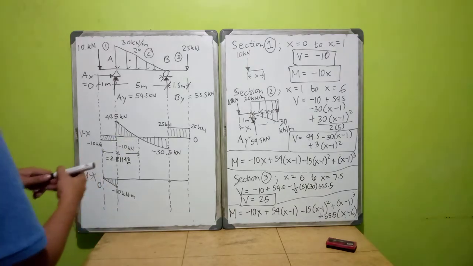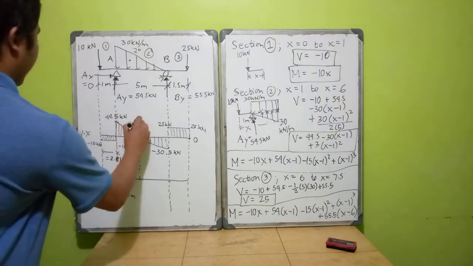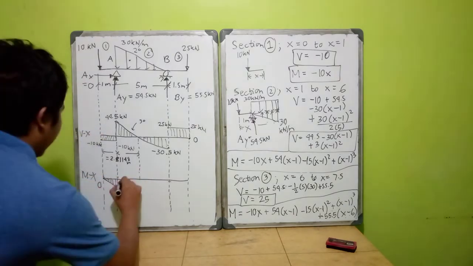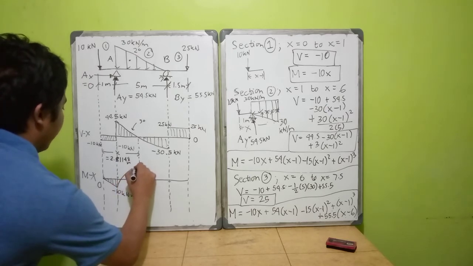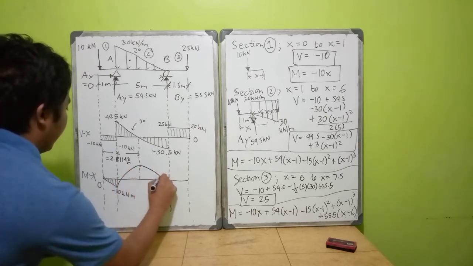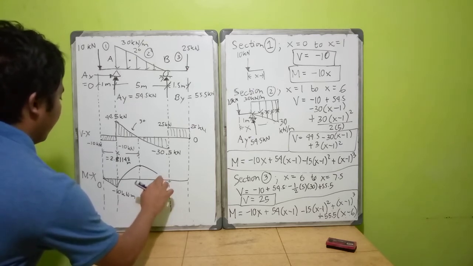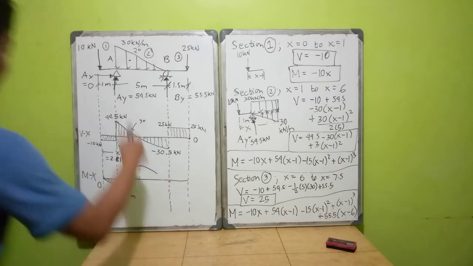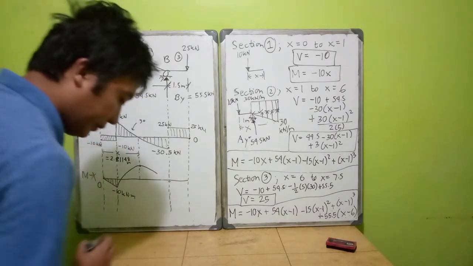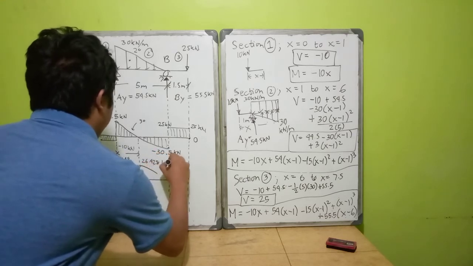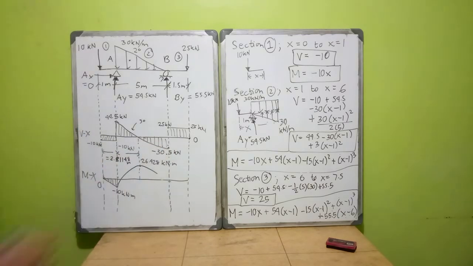Okay, so since this is a 3-degree curve, we will have a 4-degree curve here. It will be a flatter one like this. We just don't know at what value it will end. So we have 26.428 kilonewton meter. I hope it's still visible.